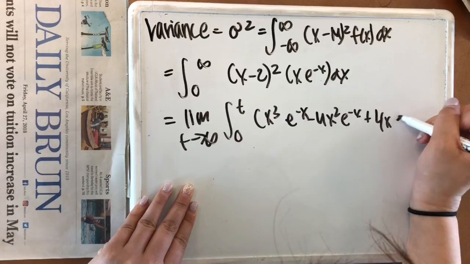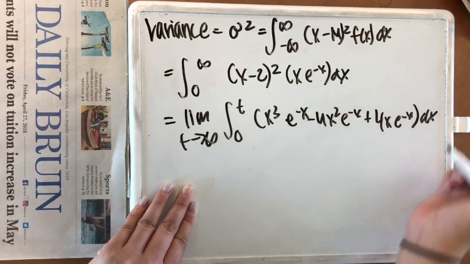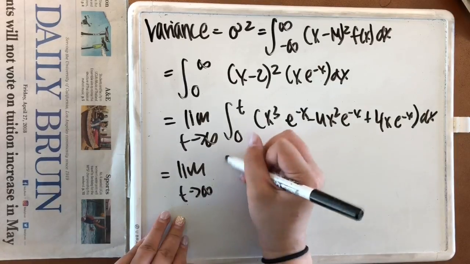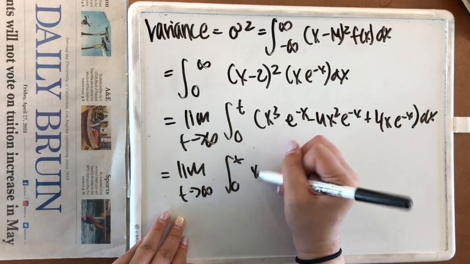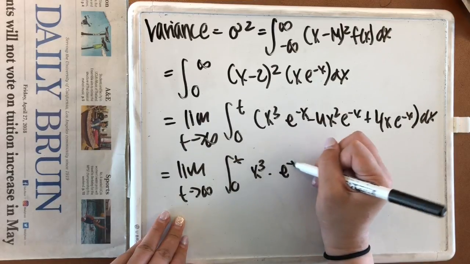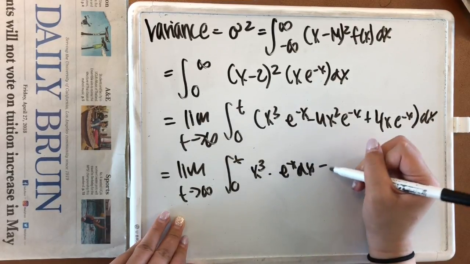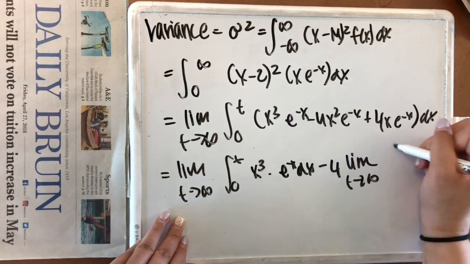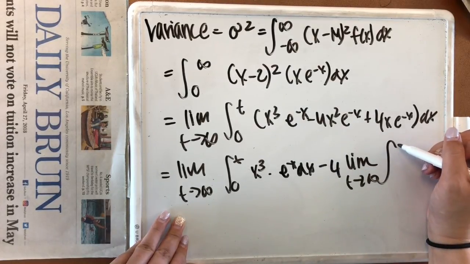And from there, you just change that to the limit as t approaches infinity of the integral from 0 to t of the function that you just had previously all multiplied out, which would be x cubed times e to the negative x minus 4x squared e to the negative x plus 4 times x times e to the negative x dx.